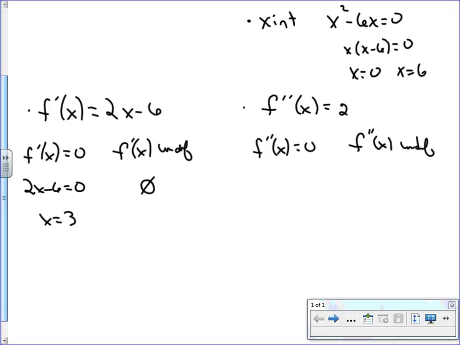All right, second derivative. Does the second derivative ever equal 0? Second derivative never equals 0. Is the second derivative ever undefined? No. Okay?